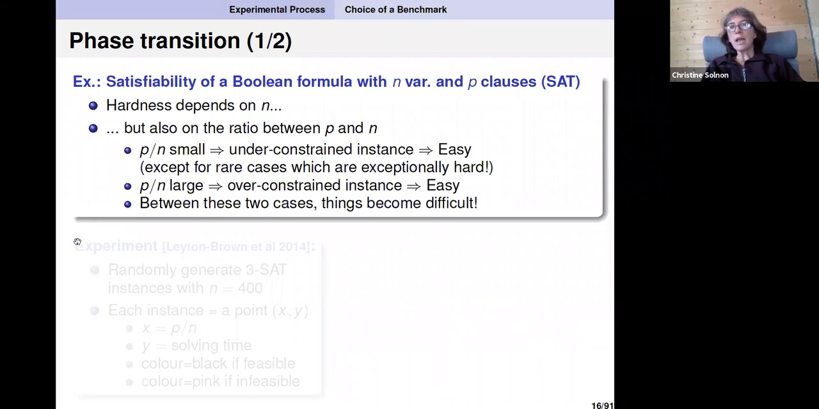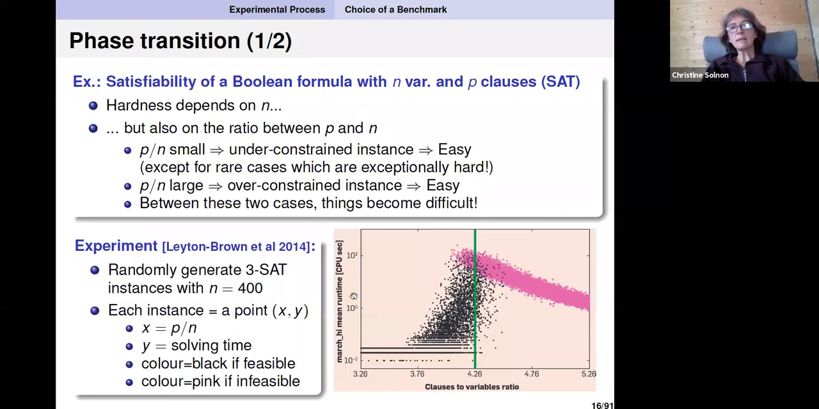So we can check this with this kind of experiment. I guess many of you have already seen this kind of plot. If not, it is very interesting to have a look at it. So to exhibit the phase transition phenomenon, we consider randomly generated instances. So we are going to randomly generate 3-SAT instances using a uniform model. And in this case, all instances have the same number of variables, which is 400 variables. And each point in the plot here corresponds to an instance.